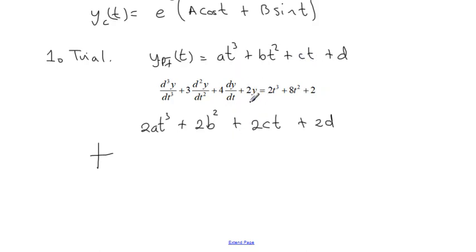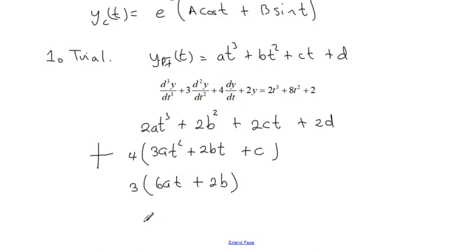So the next thing, I need 4 times the first derivative. So I'll write here 4 brackets. The first derivative will be the derivative of this expression, which will give us 3a t squared plus 2b t plus c, and then next we'll add 3 times the second derivative. Then we write 3 brackets, differentiating this first derivative, we'll get here 6a t plus 2b, and then plus the third derivative, which is the derivative of this, which is going to give us 6a.